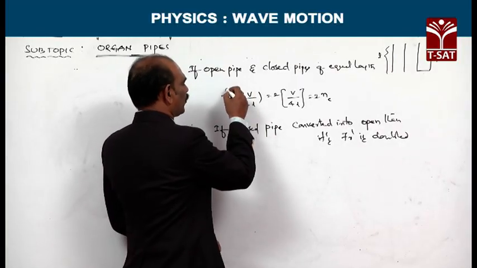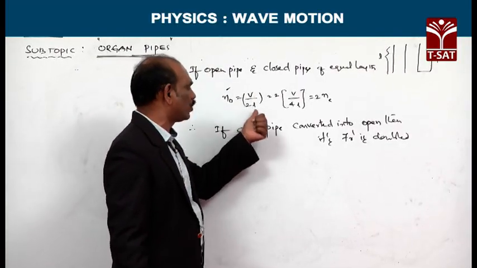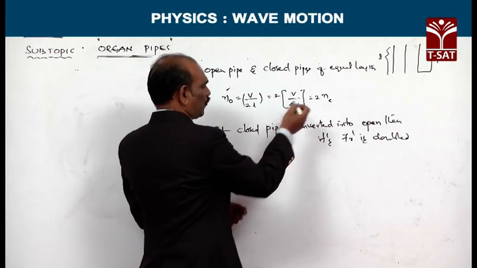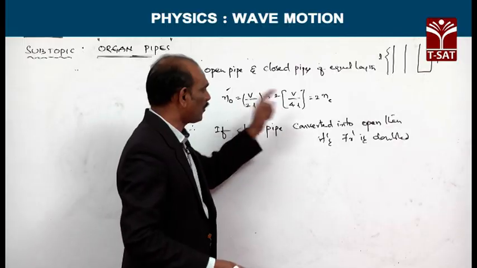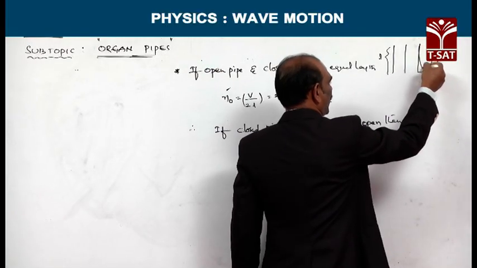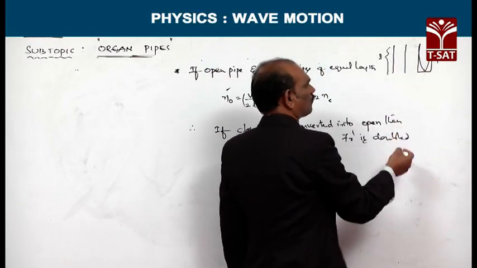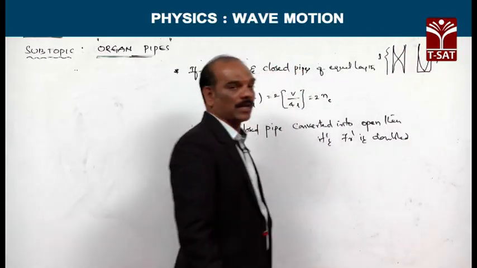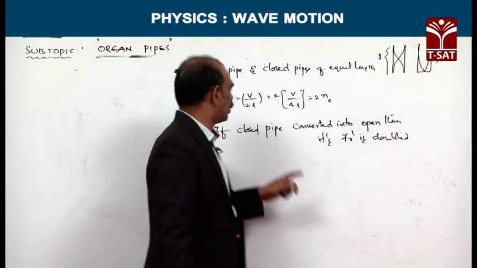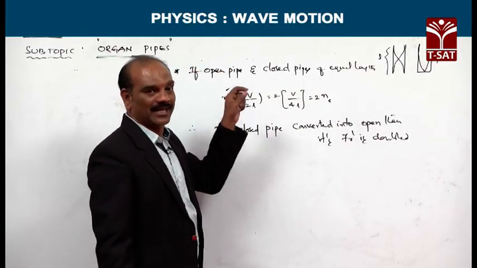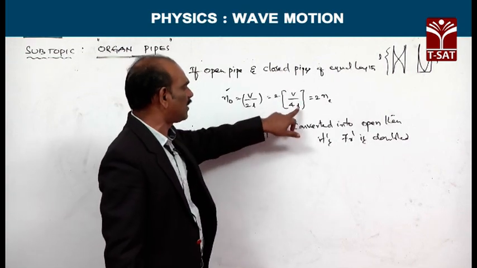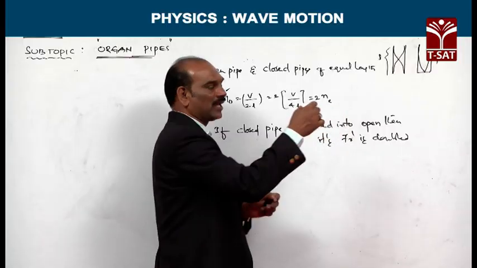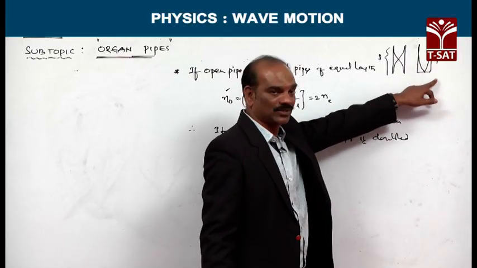Now for open pipe we know that N is equal to V by 2L. This can be written as 2 times V by 4L. V by 2L is the fundamental frequency of the open pipe, and V by 4L is the fundamental frequency of the closed pipe when they have the same length. So V by 2L can be written as 2 times V by 4L. We know that V by 4L is the fundamental frequency of the closed pipe having length L.